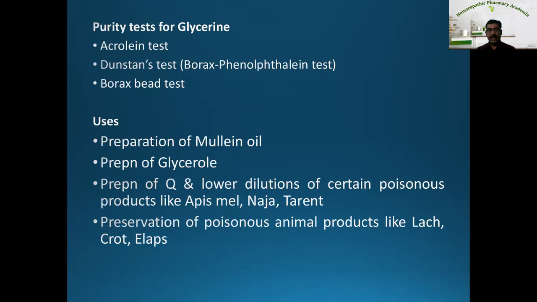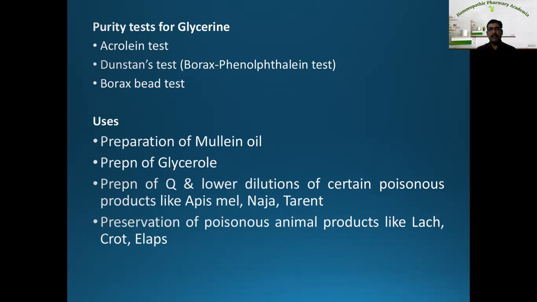And on further heating, what happens? The glycerol-boric acid hydrolyzes into glycerol and boric acid, which shows the reappearance of the red color. So the red color is due to the alkali again. That is called the Dunstan test. Now the third test is the borax bead test, which is a flame test. When a borax bead moistened with glycerin is heated in a Bunsen burner, the flame gives a green color. The green flame indicates the presence of glycerin.